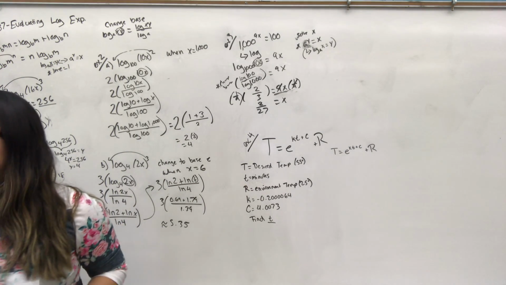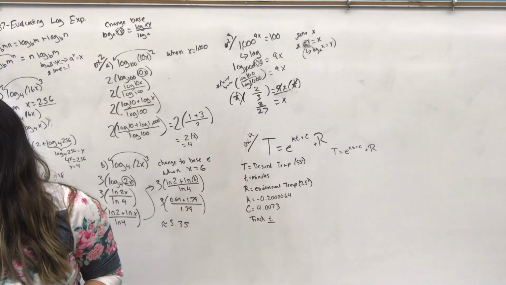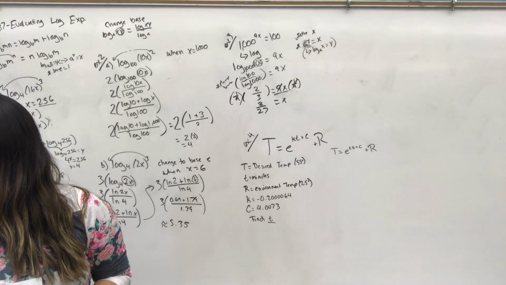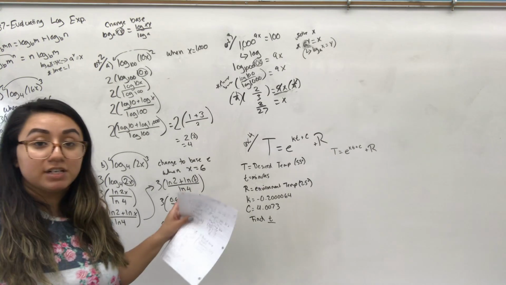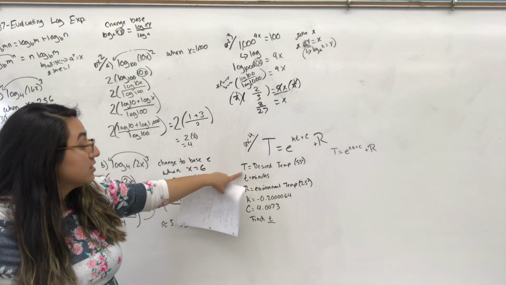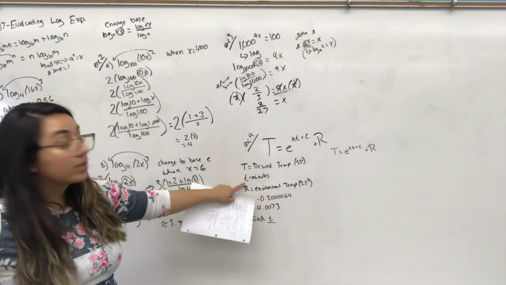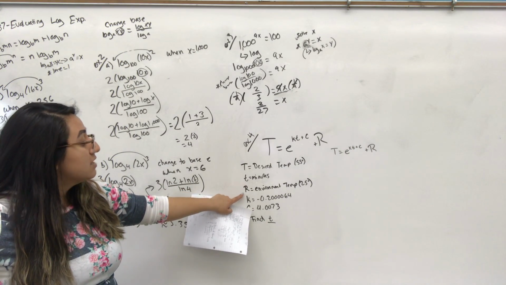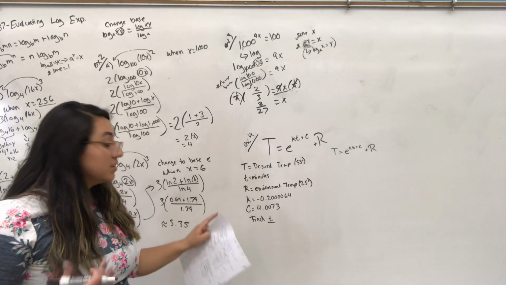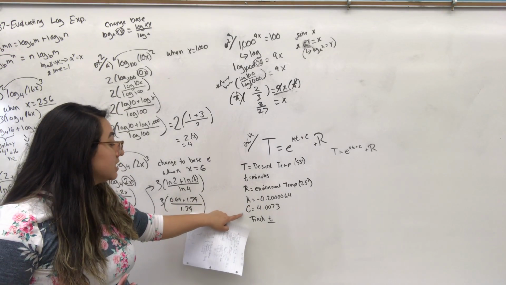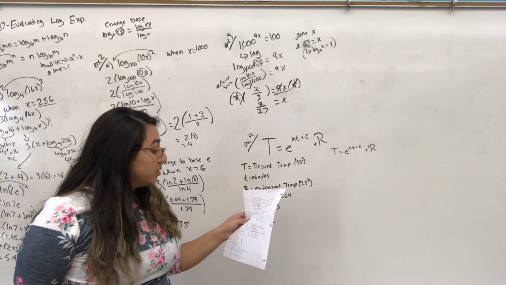We have Newton's law of cooling. Here we have the rate at which the object cools. Here we have the formula. It can be used to determine the desired temperature of the object. So capital T is considered the desired temperature. Lowercase t is the number of minutes. R is the environment temperature. Lowercase k is the number that they gave us, kind of like a constant. And your C is 4.007.